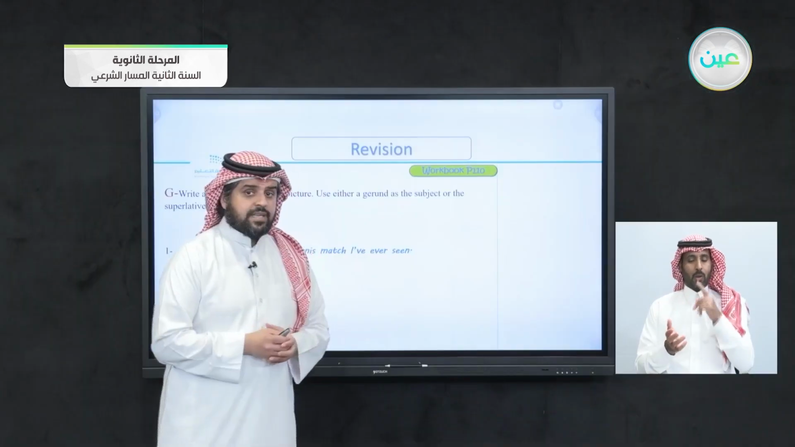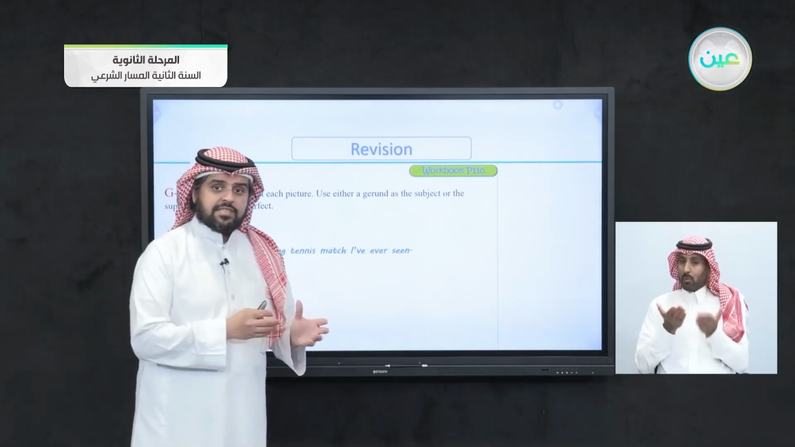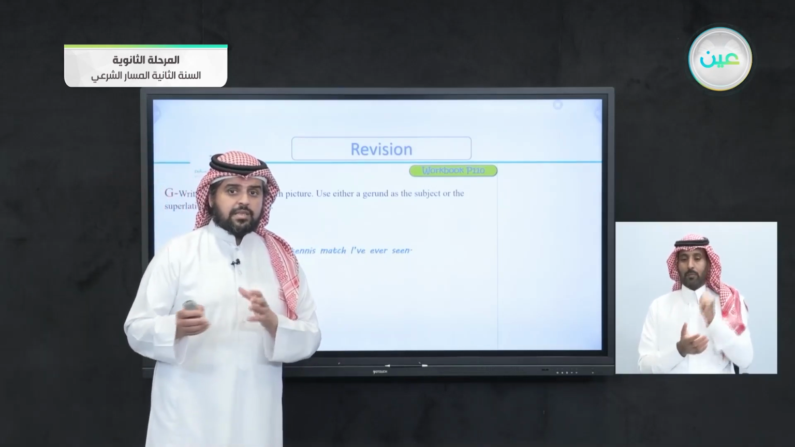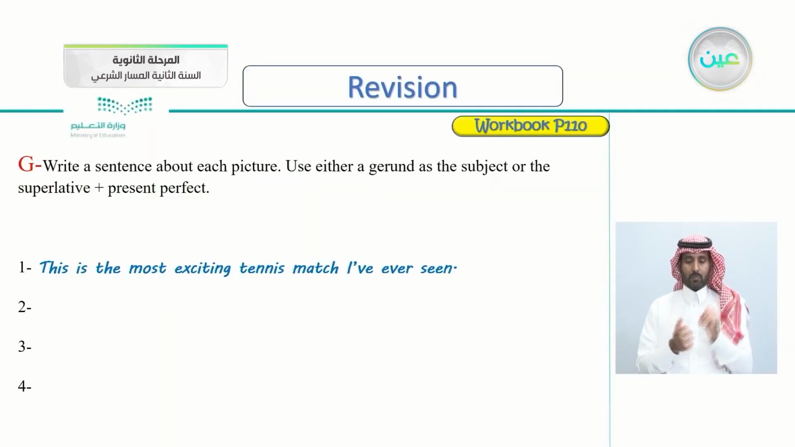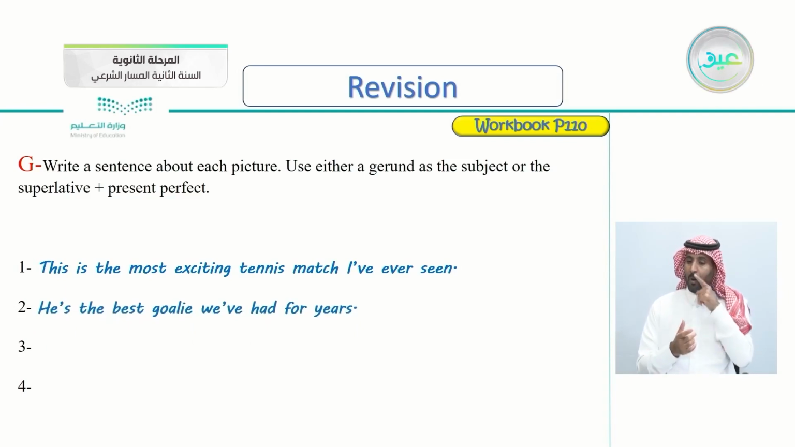What about the second picture? Same thing. Try to come up with a sentence using gerunds as subjects or the superlative form plus the present perfect. So I came up with this sentence. He's the best goalie we've had for years. You can see the player. Or you can say he's the best player we've had for years. So he is the best, this is the superlative, goalie or player we've had for years. So this is the present perfect.